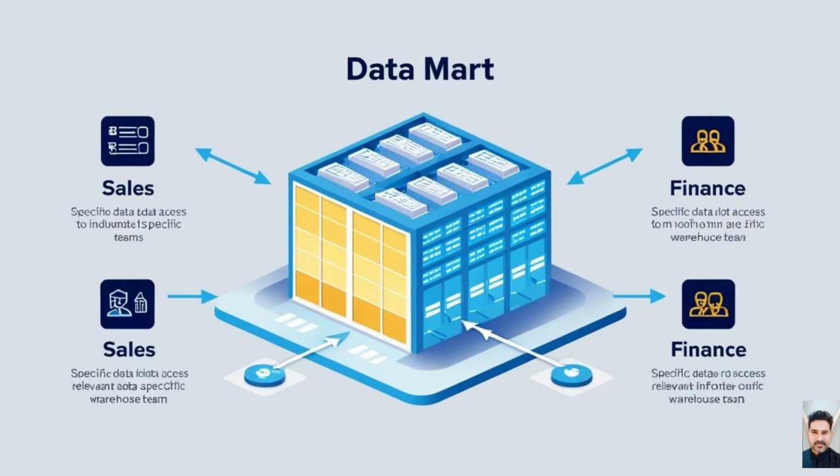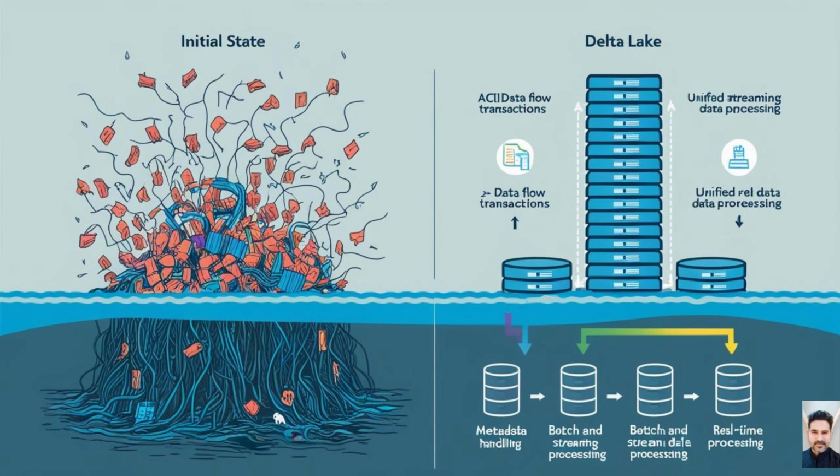Now, let's talk about Delta Lake. It's an optimized storage layer that brings the reliability of data warehouses to data lakes. Traditional data lakes can be messy and unreliable, but Delta Lake changes that. ACID transactions: Delta Lake supports ACID properties, atomicity, consistency, isolation, durability, ensuring data integrity.